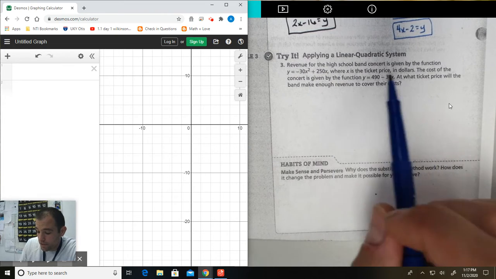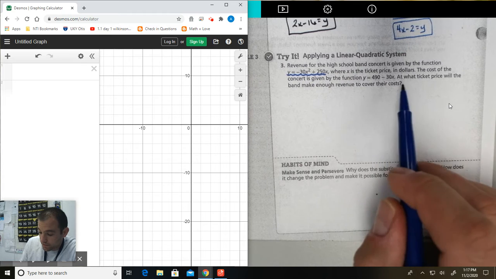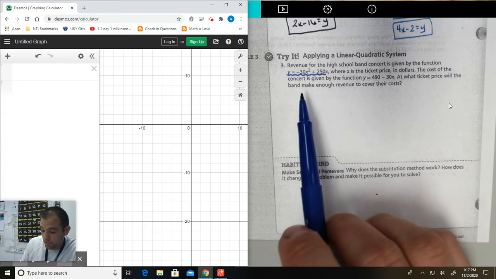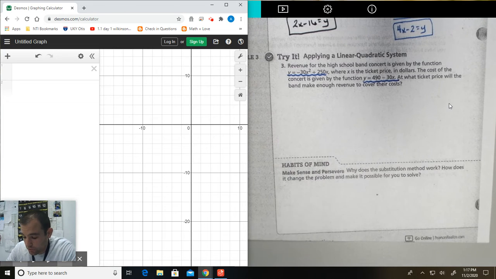It says revenue for a high school band is given by this function first, where x is the ticket price in dollars. The cost of the concert is this. At what ticket price will the band make enough money to cover their costs? So basically, we want to know how much the band should charge so that they don't lose money on this concert. They have to make sure that they're charging enough so that it doesn't cost them money in the long run. Everybody's trying to make money, so that's the same thing this band is trying to do.